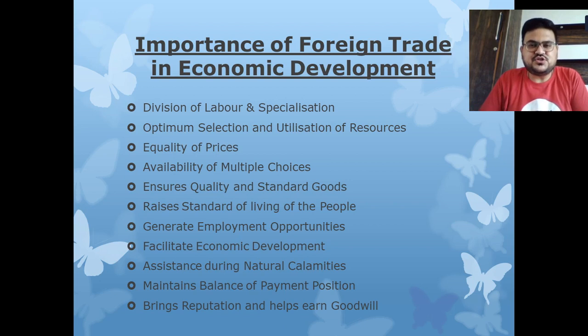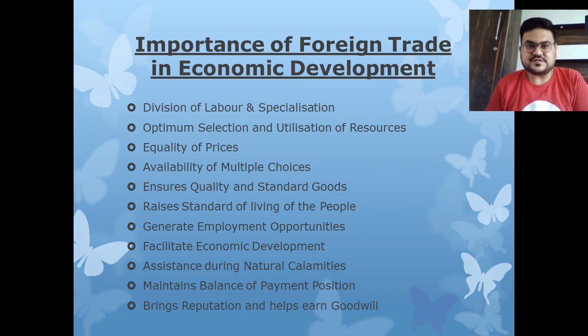Optimum selection and utilization of resources. So our resources can be used at the maximum, best level. Whatever is our strength, we can showcase it to the world and take advantage of our resources. Prices are equal all across the world. So if you're getting something here at 80 rupees, you may get it for $1 in the US. So the price is the same. $1 stands for say 75, 70, 80 rupees. So the prices are the same. We have to take advantage of this equality of prices.